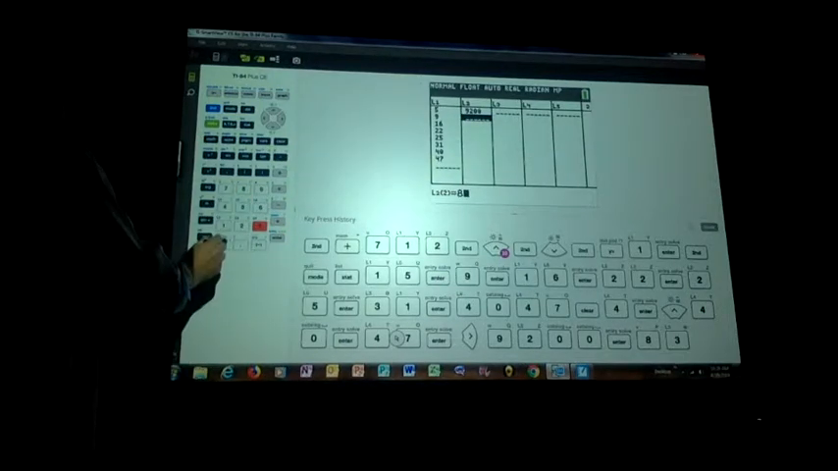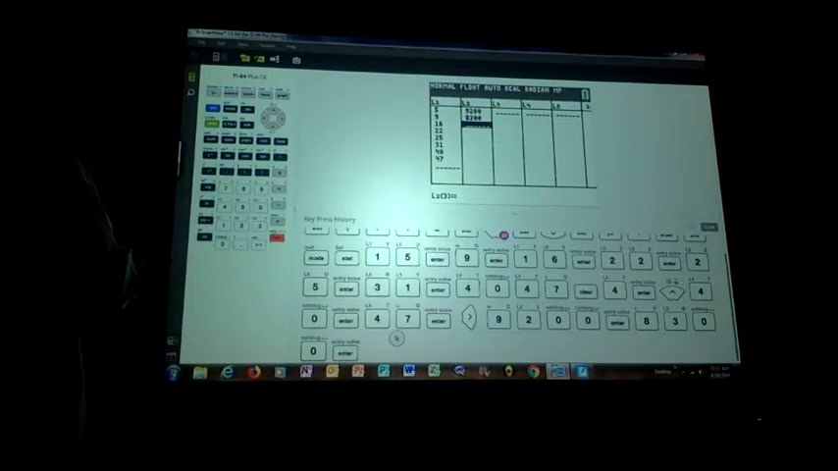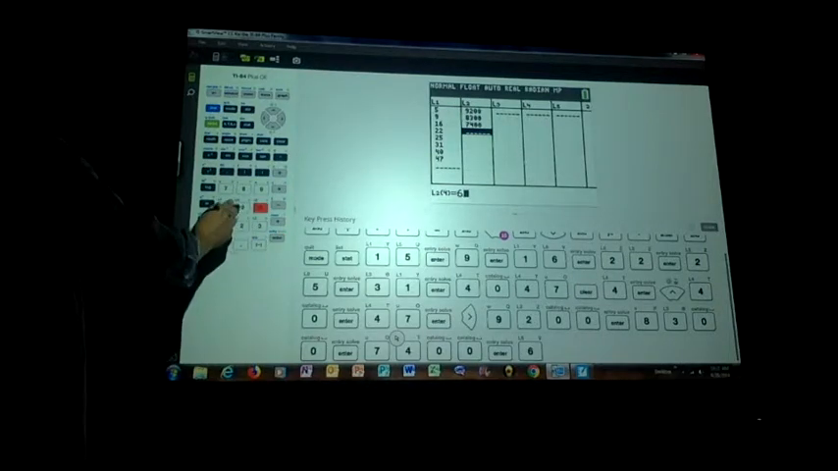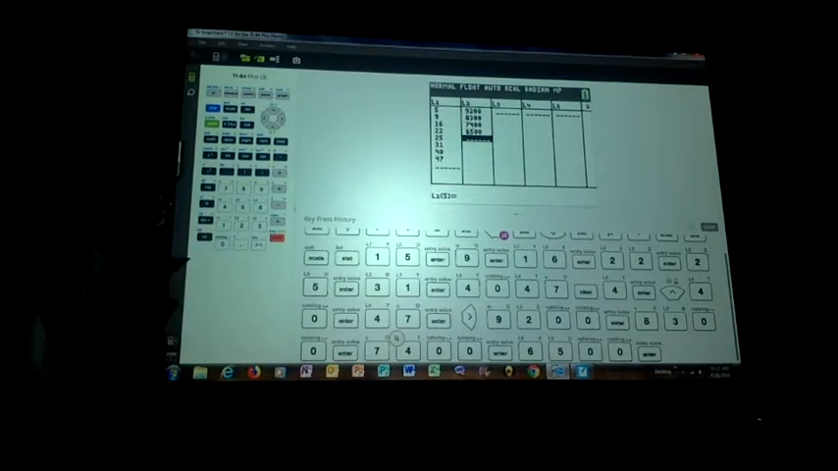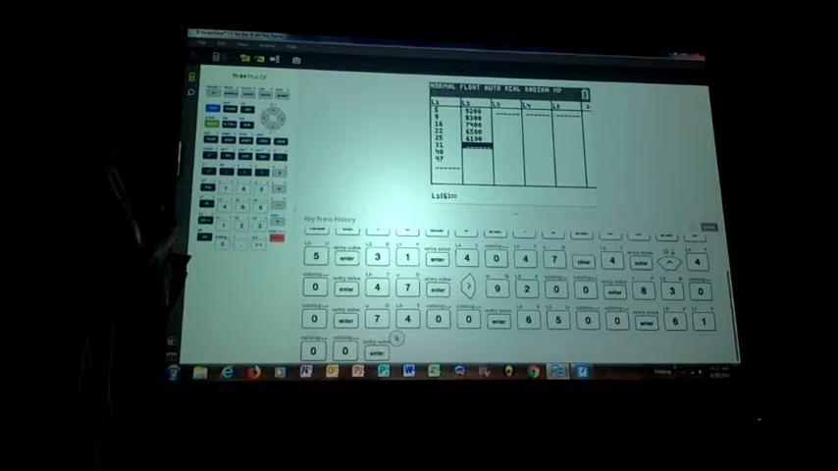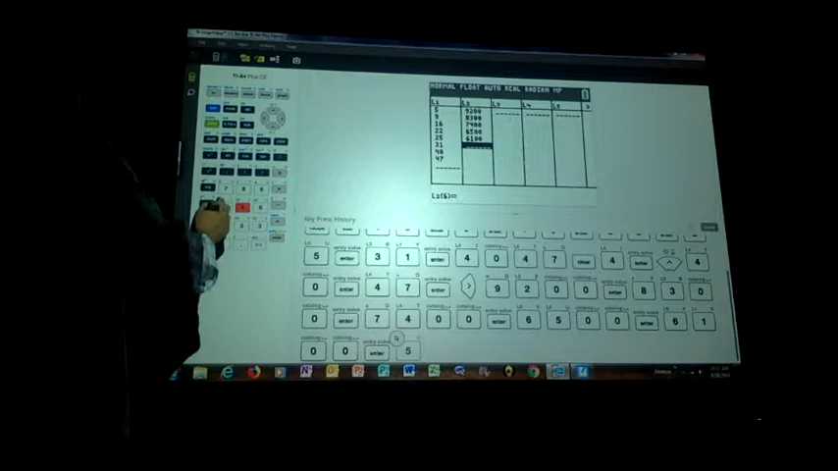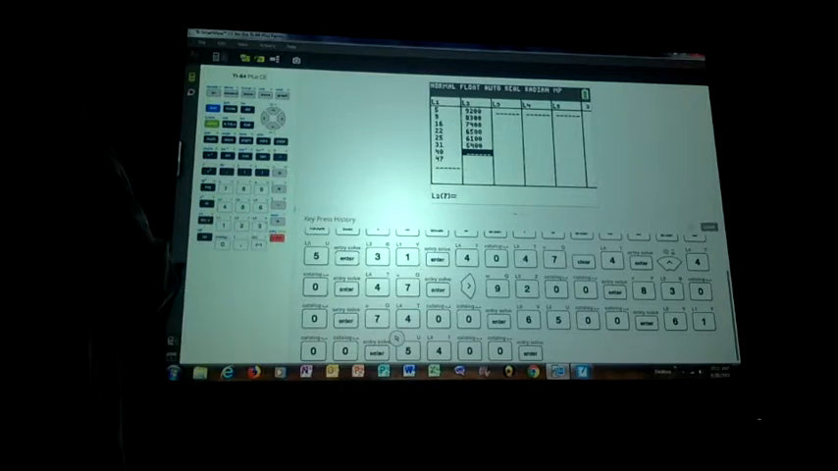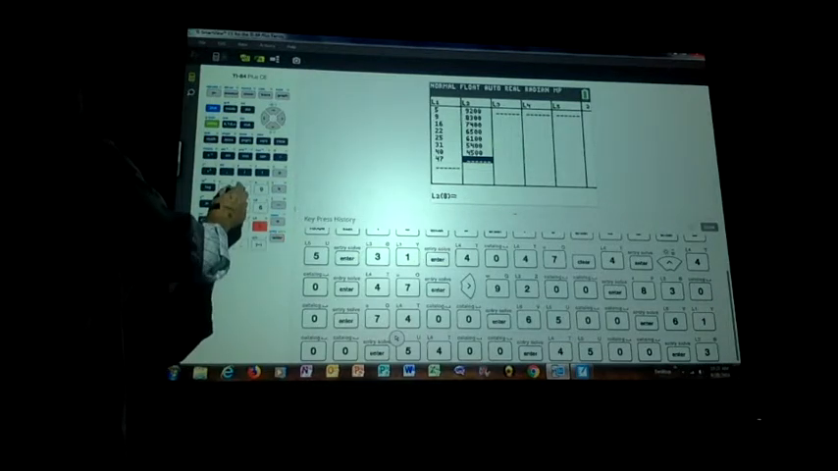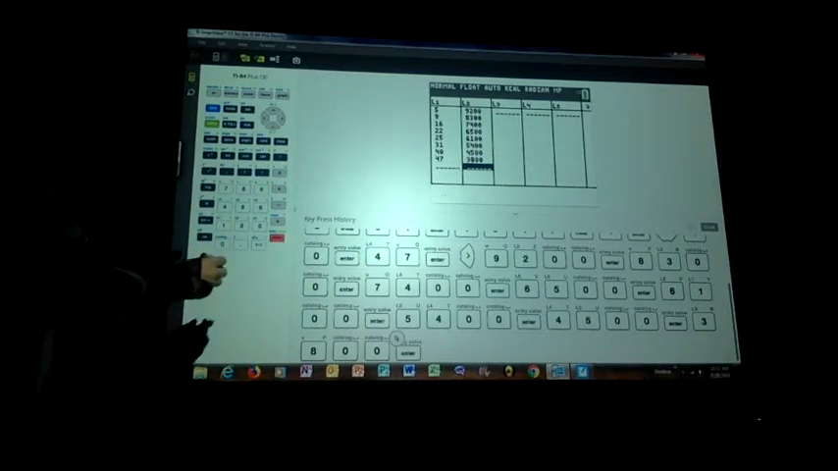9,200, 8,300, 7,400, 6,500, 6,100, 4,500.